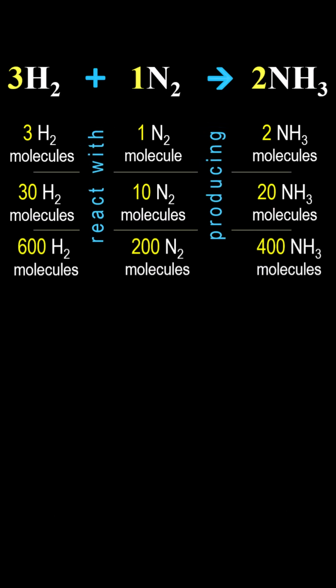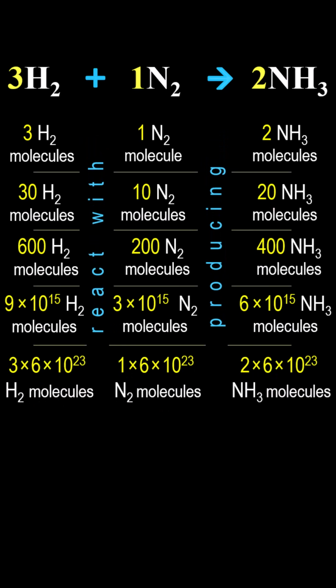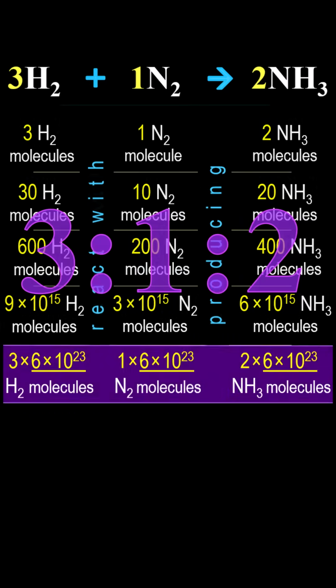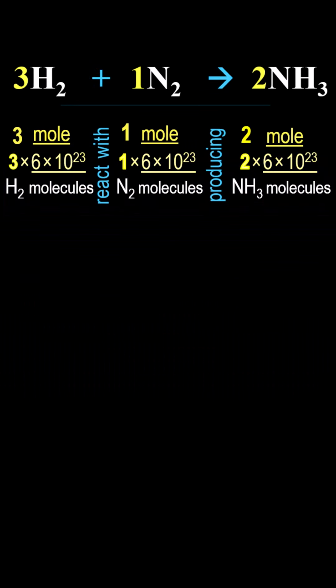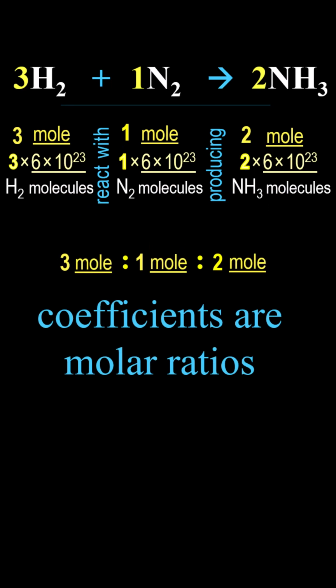No matter how many particles are reacting, the reaction maintains that 3:1:2 ratio. The last line gives that ratio in moles, and so the coefficients can be thought of as molar ratios. The central part of a stoichiometric calculation is using that coefficient ratio.